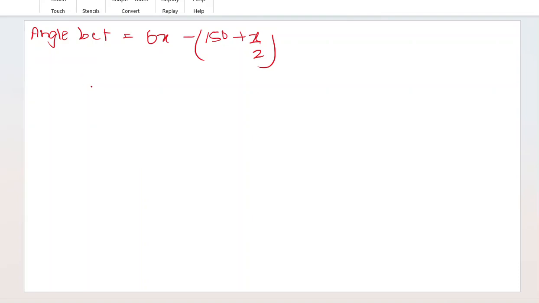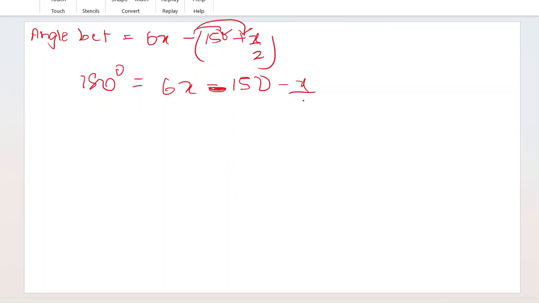Now the angle between will remain the same, 180 degrees, and then 6x, and this minus will enter in, it will become minus 150. Again this minus will enter in and it will become minus x by 2. This is a very important step. Many students make a mistake. Both have to be given the negative sign. So again, I bring this 150 to this side. Now when I bring the 150 to this side, I get plus 150 degrees, and I get 6x minus x by 2.